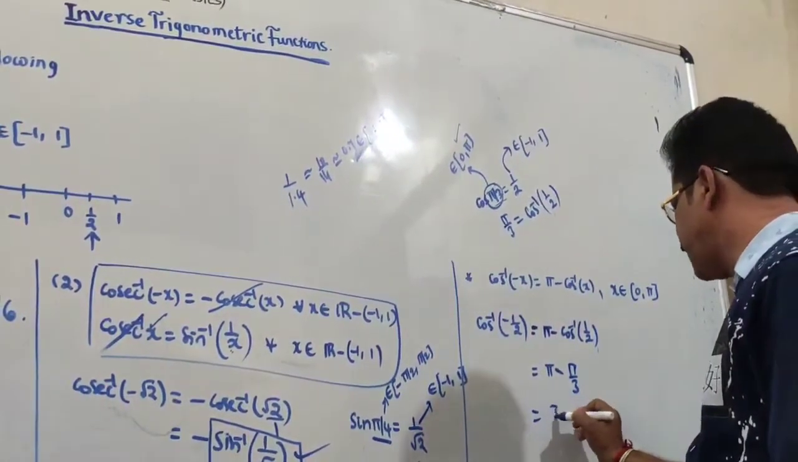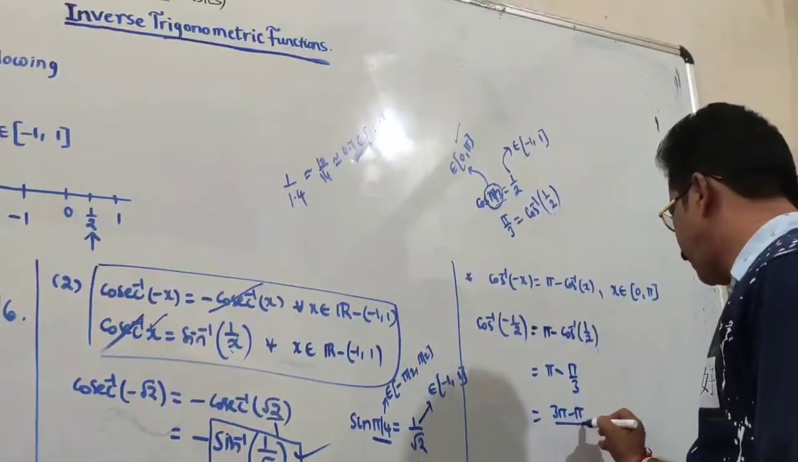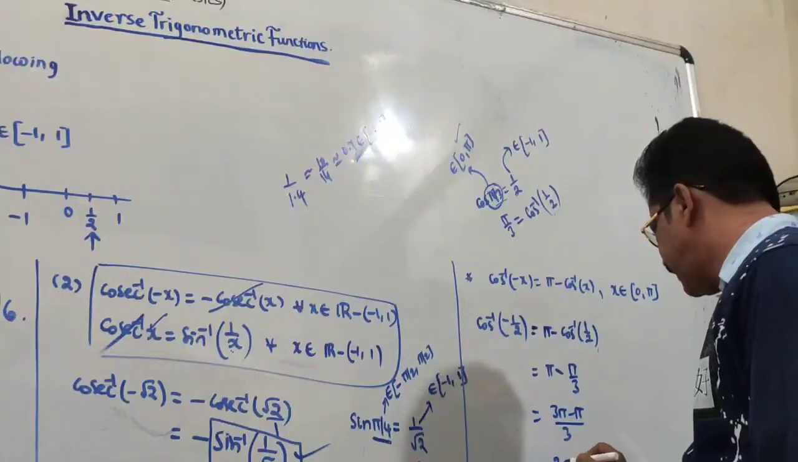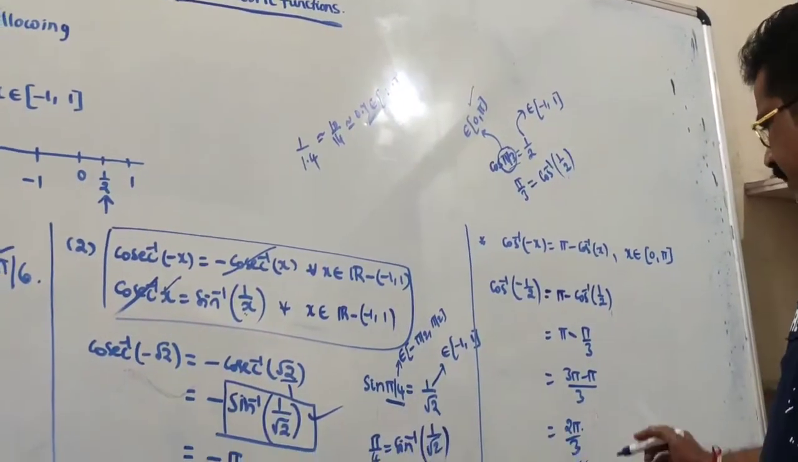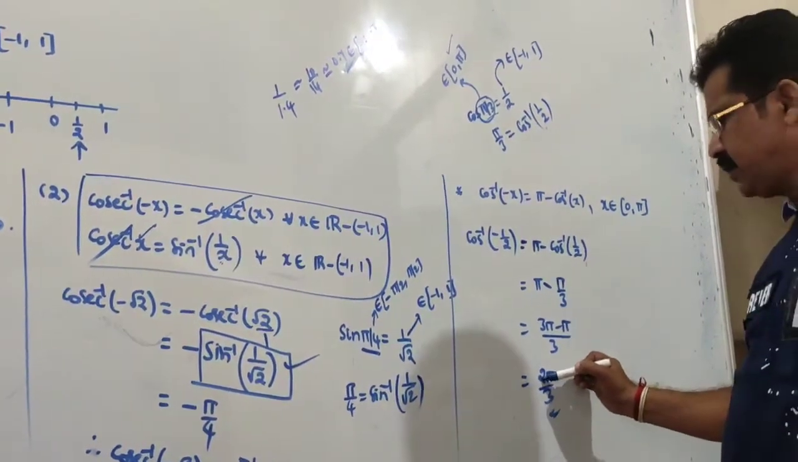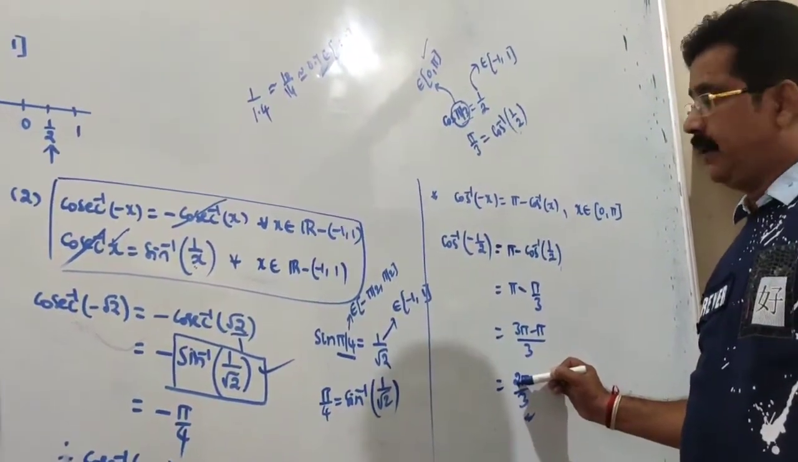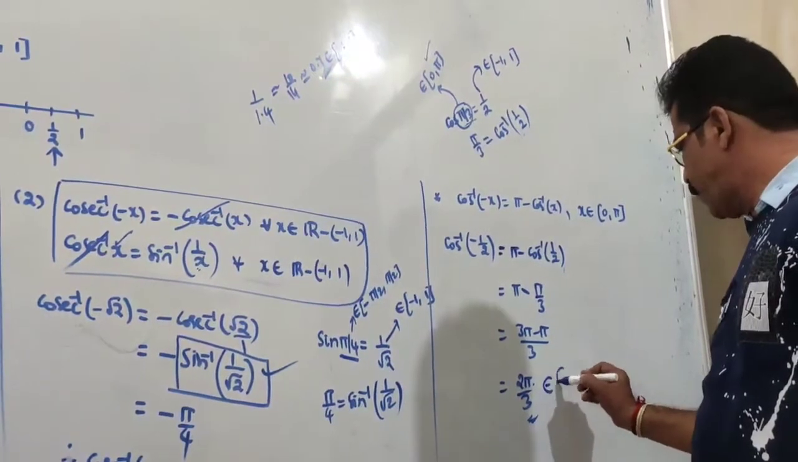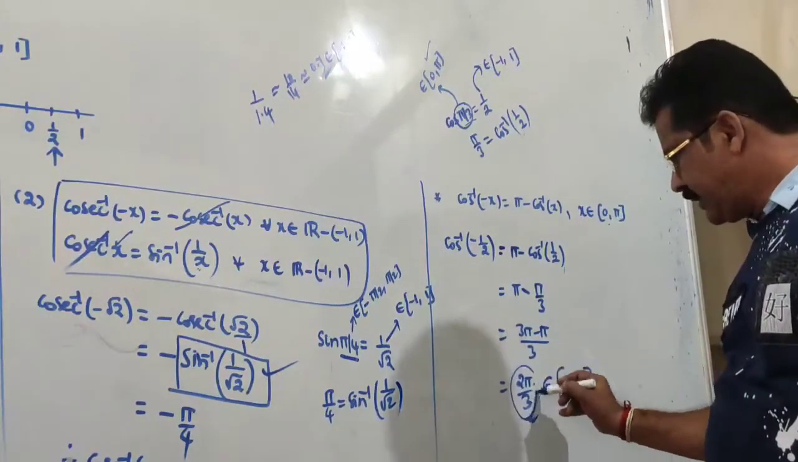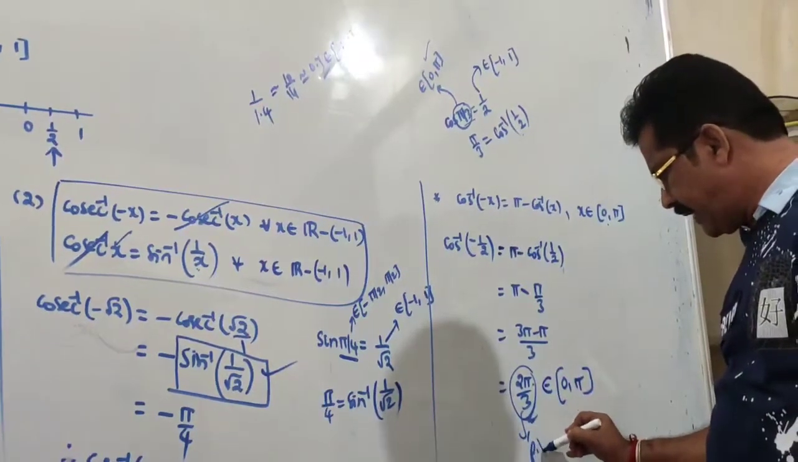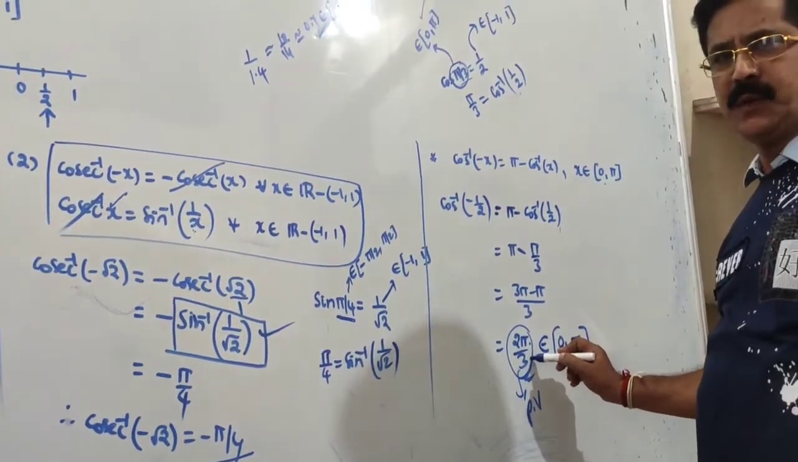So on simplification, 3 pi minus pi whole by 3, that is equal to 2 pi by 3. Answer is 2 pi by 3. Pi by 3 means 60. 60 into 2, 120. 120 belongs to its bijective area 0 comma pi. Therefore this is called principal value. Otherwise it is not principal value.